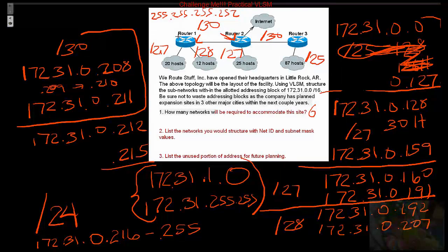Alright guys, well that's a solution there. We got a lot of writing all over the place here. Hopefully you're able to follow this. So we have a network here, a network here, a network here, a network here, as well as two more networks over here, two /30s. We have an unused range. Now logically we would probably grab a /24 to give to this site and break that up, and that would be our unused for Little Rock, Arkansas. This would be unused for We Route Stuff Incorporated. Hopefully you came up with a very similar solution.